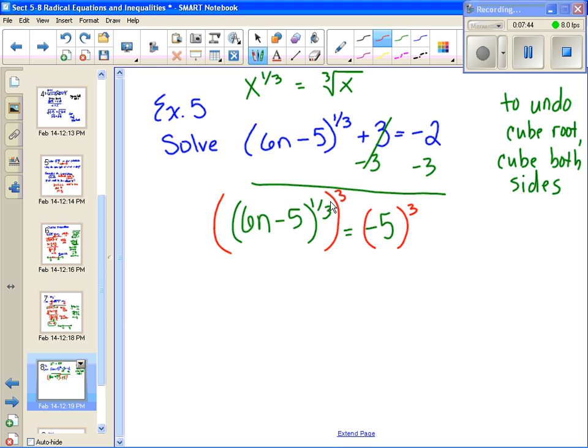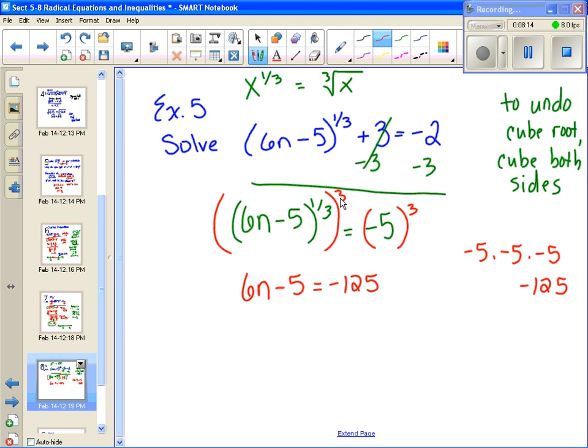So let's just think about cubing this. A power to a power, you multiply the exponents. Well, 1/3 times 3 is 1. So you get 6n minus 5. And you can evaluate this, negative 5 times negative 5 times negative 5. You can use your calculator if you need to, or if you know that's negative 125. All right, so again, all I did, power to a power, I multiplied and I got 3/3, which is 1.